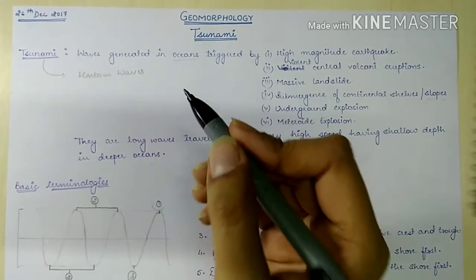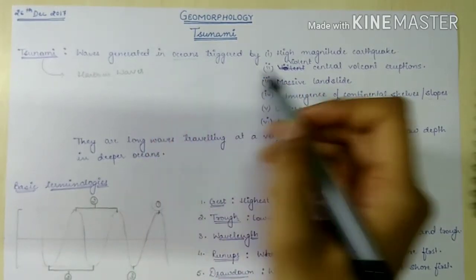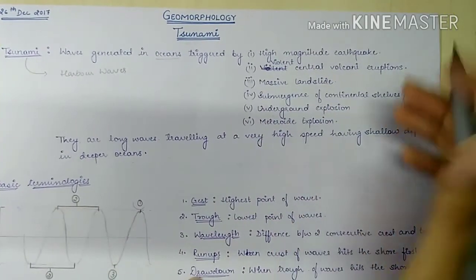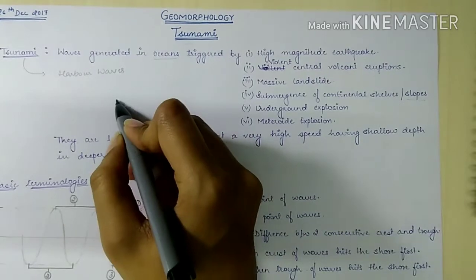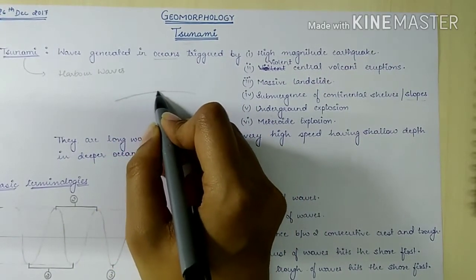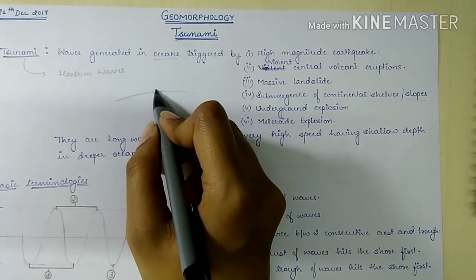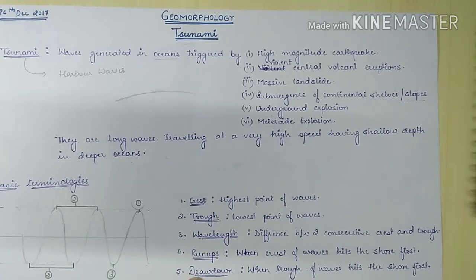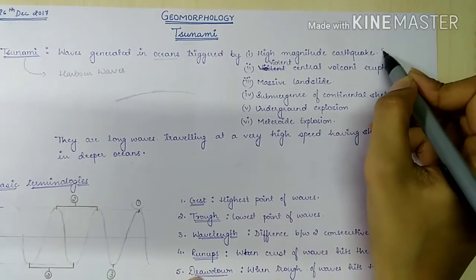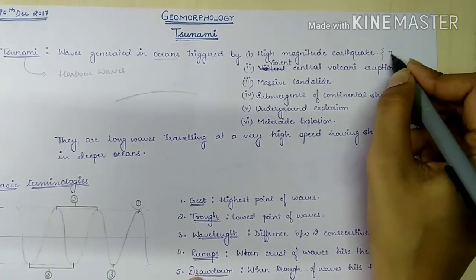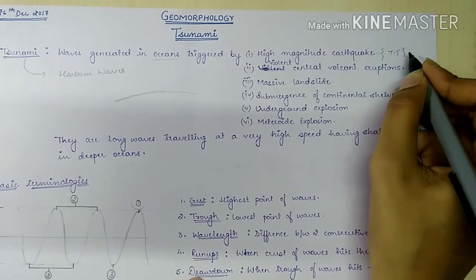And what generates these oceanic waves? That is a high magnitude earthquake, a high magnitude earthquake on the oceanic floor. What will happen is, because of the shaking of the earth or oceanic floor, waves will be generated on the surface which will lead to tsunami, and the magnitude of the earthquake will exceed 7.5 on the Richter scale.